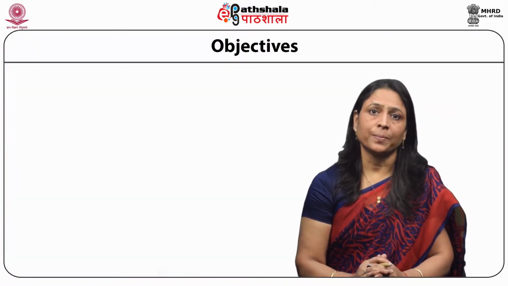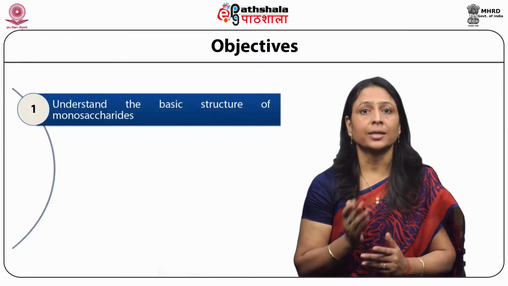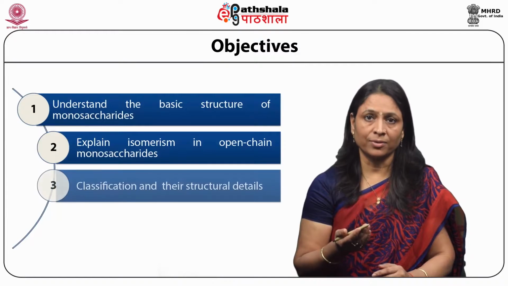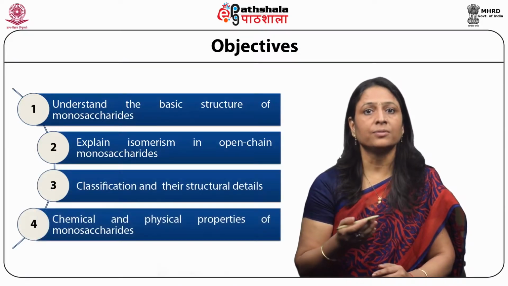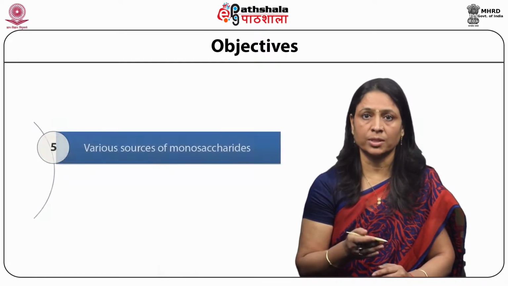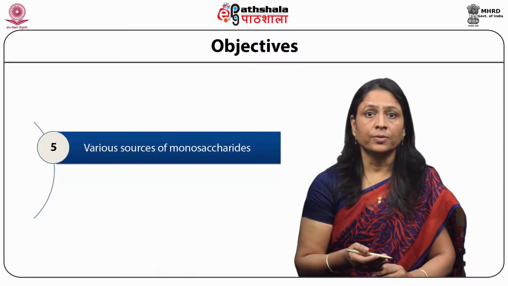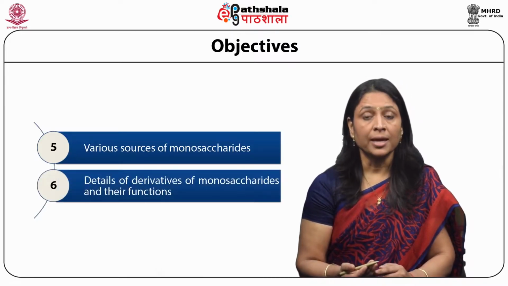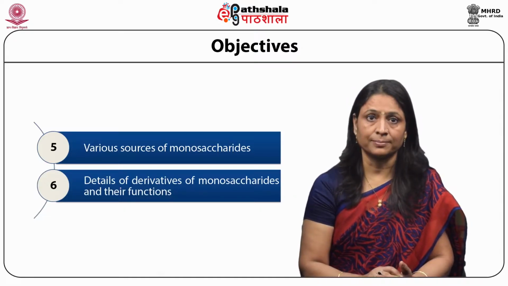Today we are going to talk on module Monosaccharides from paper Structure and Functions of Biomolecules 1. Today's lecture is comprised of basic structures of monosaccharides, isomerism of their open chain structure, detailed classification, and their chemical and physical properties. We will also learn about various sources of them. Further, we will describe the structure and functions of their derivatives in various cell functionings.